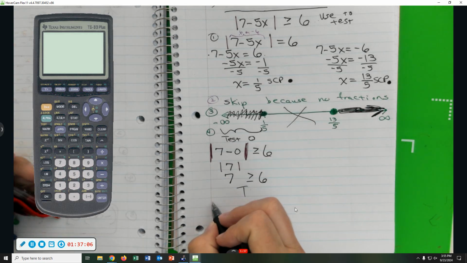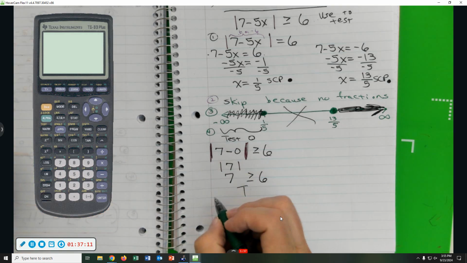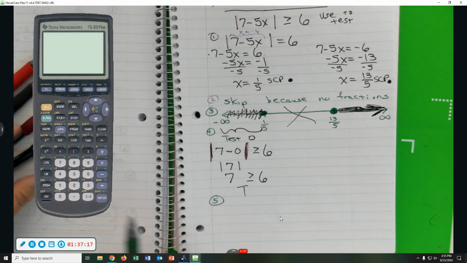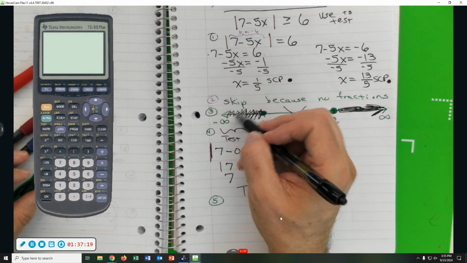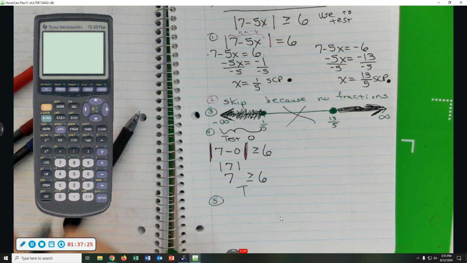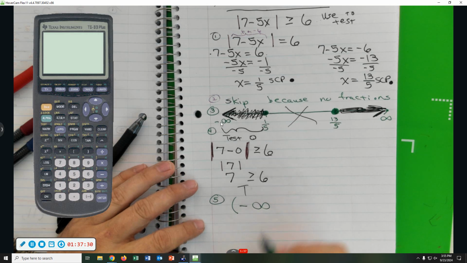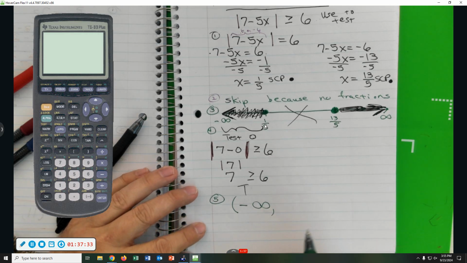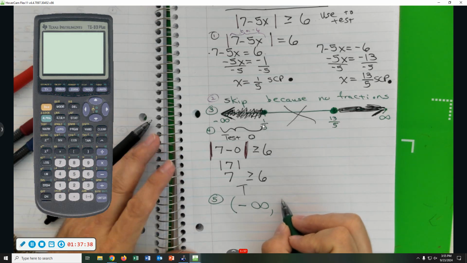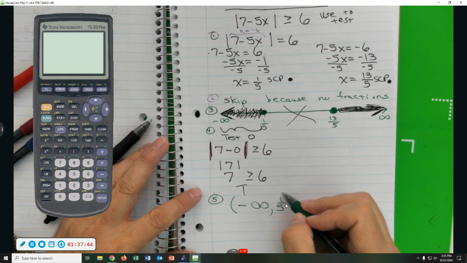Fifth and final step. What do we have to do? Write out your interval notation. Call it out as if you were typing it in. Let's do the left-hand interval first. Parenthesis, negative infinity, comma. It's bad, but if you forget to type the comma, they're going to count it wrong. 1/5. Bracket, because it's a closed circle.